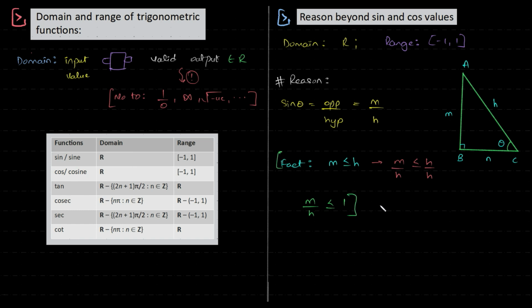From all of this, what can I infer? I can tell that sine theta, which is equal to M by H, should also be less than or equal to 1, because the very definition confines it to such a value. Similarly, cos theta too is less than or equal to 1. It's similar reasoning. It's not too hard. The hypotenuse, the denominator, is always greater than the numerator, so the ratio has to be less than 1. In the extreme case, it can be equal, so we have equal to 1 as well.